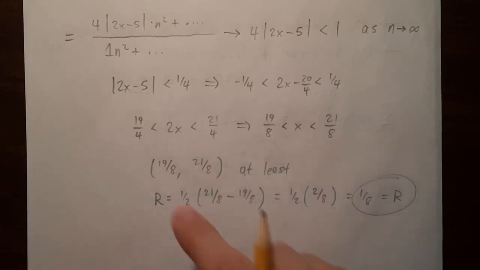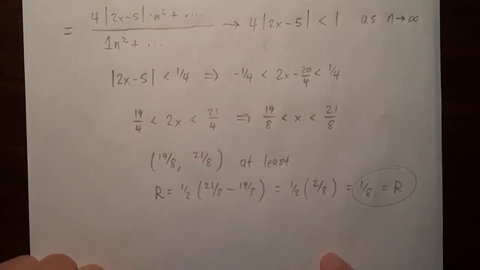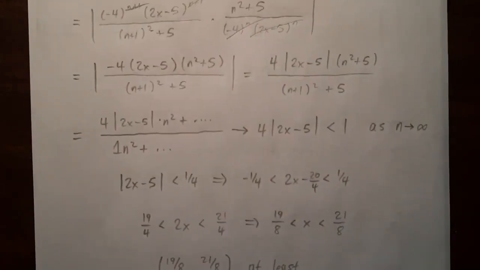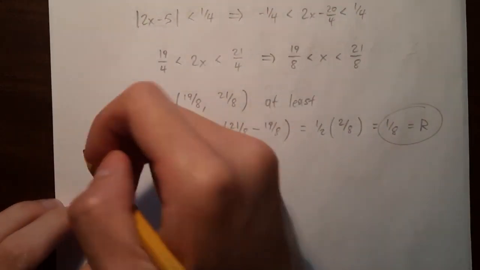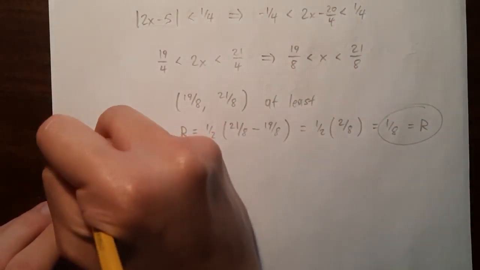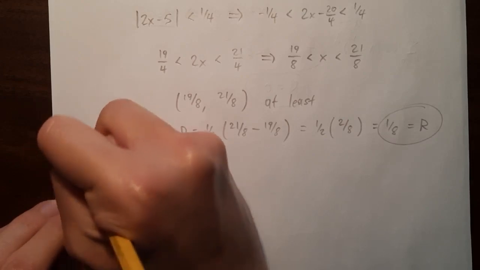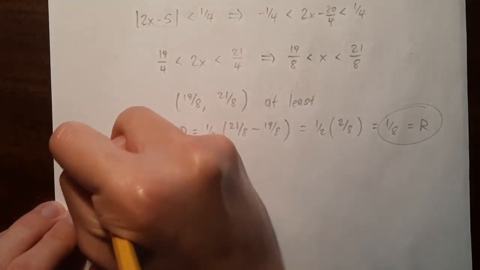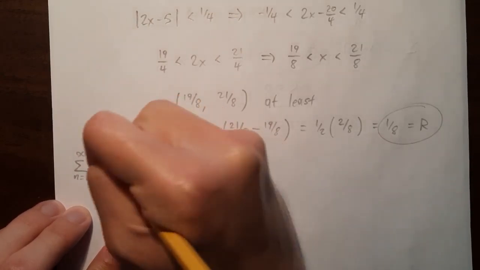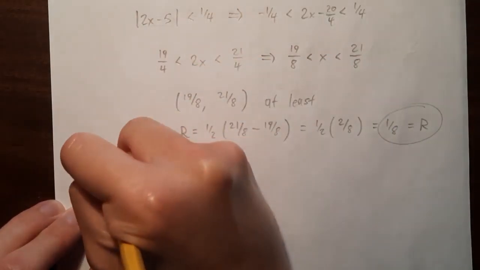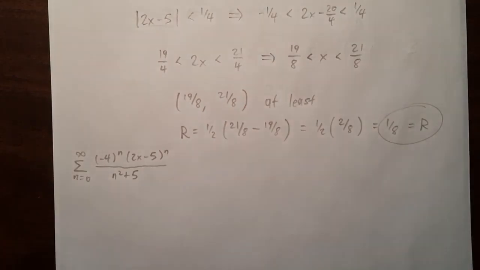Okay, so now to decide on the endpoints. I need to plug each of them individually back into the original series, which is way up there. So let me go and reproduce it down here. So our original series is the sum from n equals 0 to infinity of minus 4 to the n, times 2x minus 5 to the n, divided by n squared plus 5.